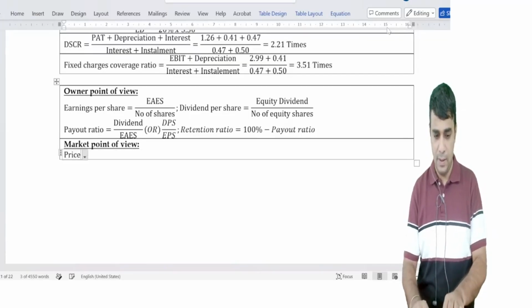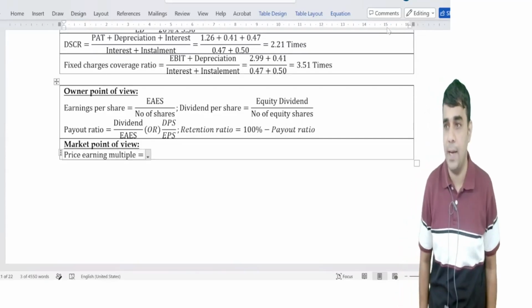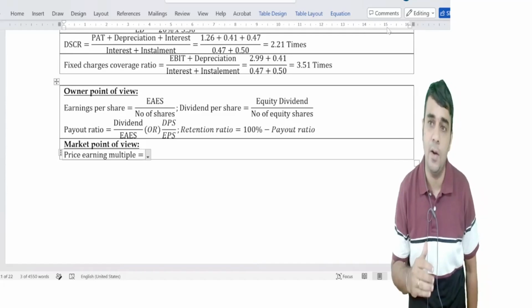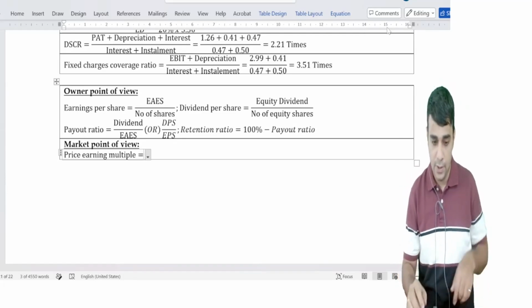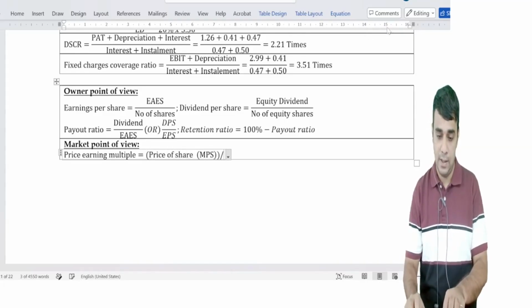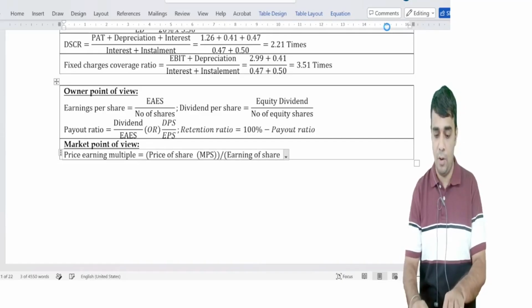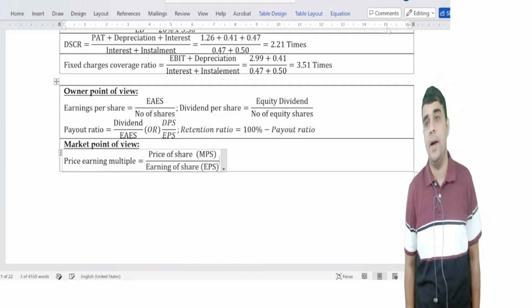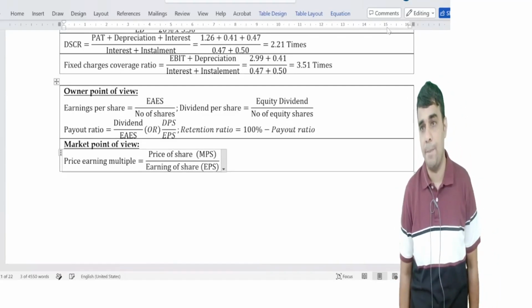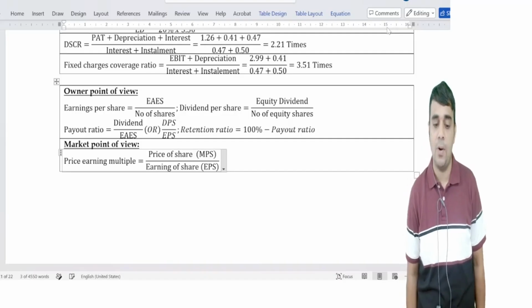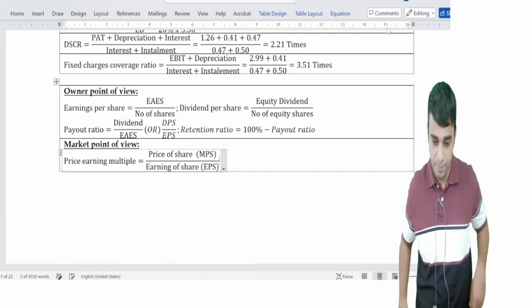One is called price earning multiple. I discussed this earlier also. Price earning multiple is nothing but price of a share divided by earning of a share. So the formula is price of share, which is called MPS, divided by earning of share, which is called EPS. Price of a share divided by earnings of a share, that is called price earning multiple. Okay.